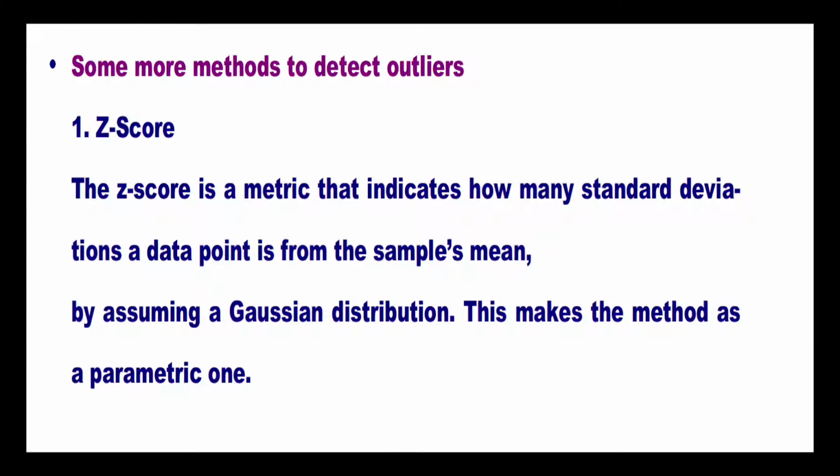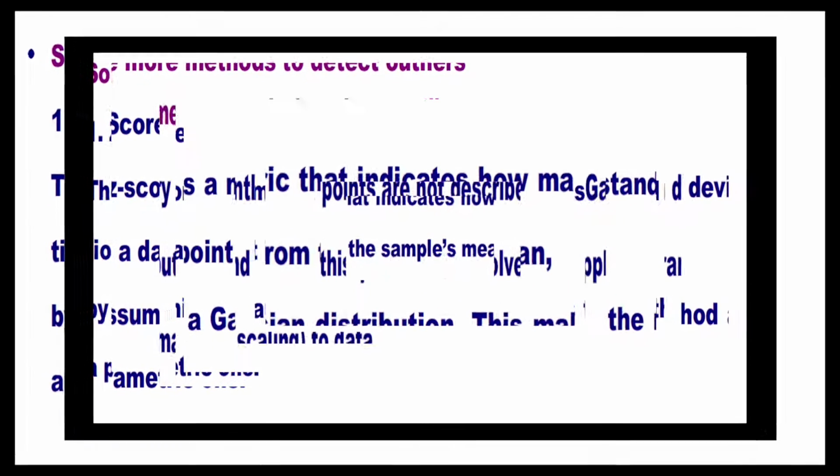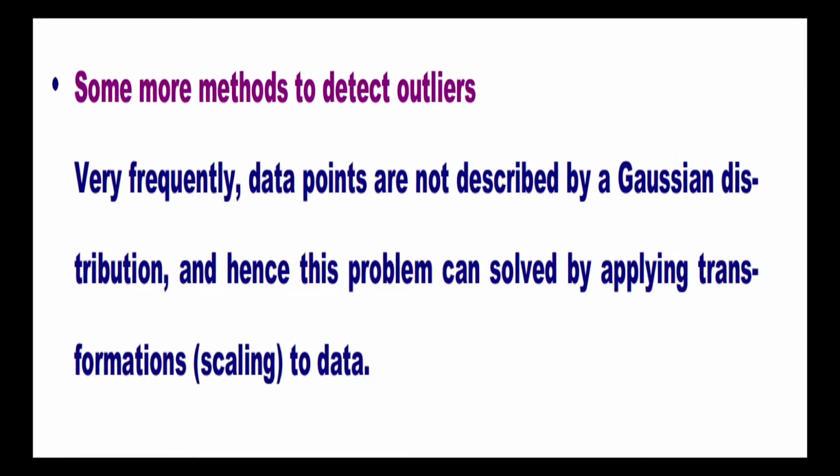The first one is Z-score. The Z-score is a metric that indicates how many standard deviations a data point is from the sample's mean by assuming a Gaussian distribution. This makes the method a parametric one. Very frequently, data points are not described by a Gaussian distribution, and hence this problem can be solved by applying transformations, which is nothing but scaling to a data set.